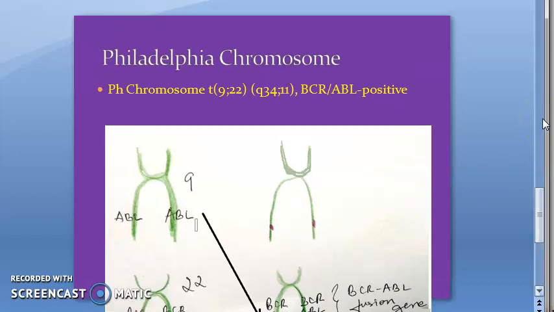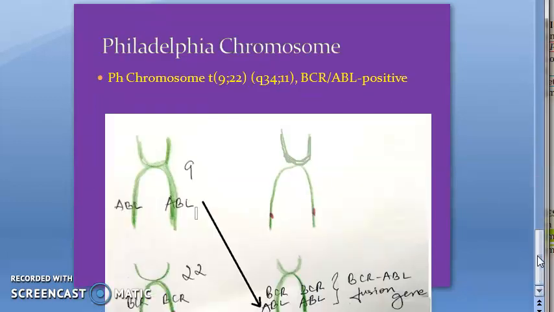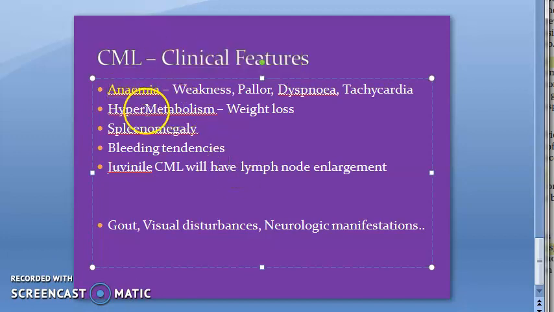So let us get to the theory now. Just pay attention here to the clinical features. Now what will be the clinical features in this case? Just remember anemia. So very easy to say anemia. Weakness, pallor, dyspnea, tachycardia, splenomegaly also you can say. Bleeding tendency, everything to do with blood. And in the juvenile CML, there will be lymph node enlargement. This also, if you want, you can mention. So these are easy things to mention, right?